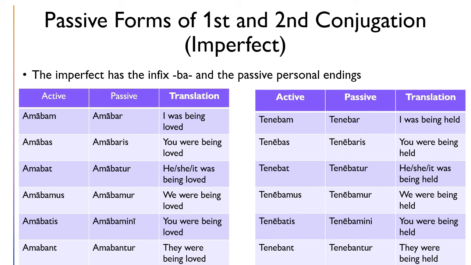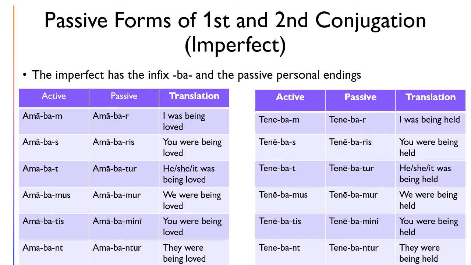For the imperfect, the reasoning is similar. For the imperfect, you have to take the stem, of course, you have to add the infix ba, and you have to put the personal endings of the passive form. I'm gonna read the passive form of both verbs. Amabar, amabaris, amabatur, amabamur, amabamini, amabantur. Tenebar, tenebaris, tenebatur, tenebamur, tenebamini, tenebantur.